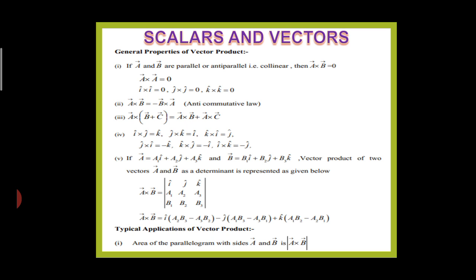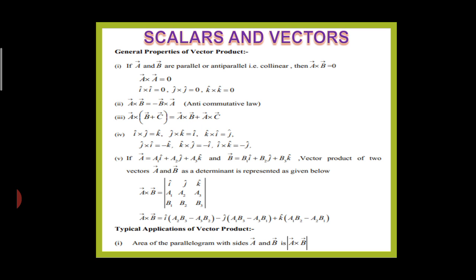A cross B equals, first of I, and this is the cross multiplication, A2 into B3 minus A3 into B2, minus second one is minus J, A1 into B3 minus A3 into B1. Then the third one is plus K, A1 into B2 minus A2 into B1. So, these are the A cross B.